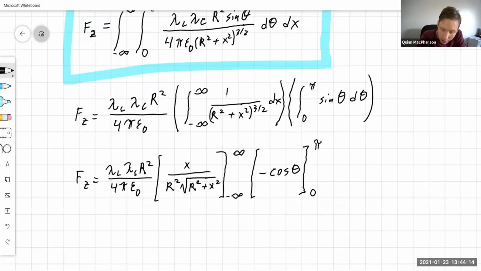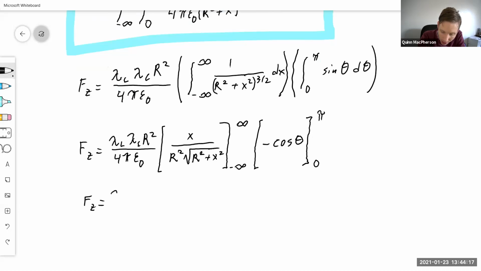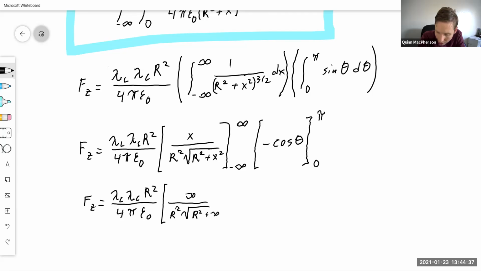Okay, let's stick these in. Fz is equal to, this is getting boring writing this thing over and over again, but whatever. R squared over 4 pi epsilon naught. And then this is going to be, okay, if we stick in infinity, we get infinity over r squared square root of r squared plus infinity squared. But you'll notice that when x goes to infinity, this r is irrelevant because it's r plus infinity, so that this infinity dominates the square root. It then becomes the square root of a squared infinity, which goes back to being just infinity, and then it cancels the infinity on top. So it turns out those two cancel.